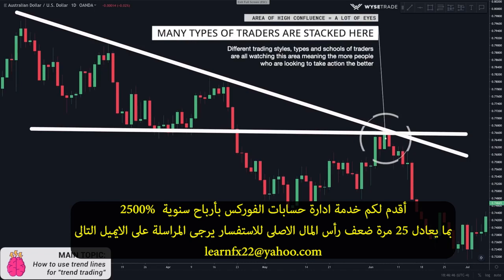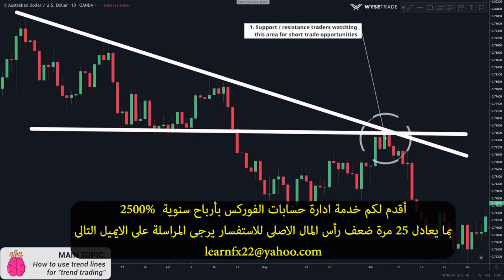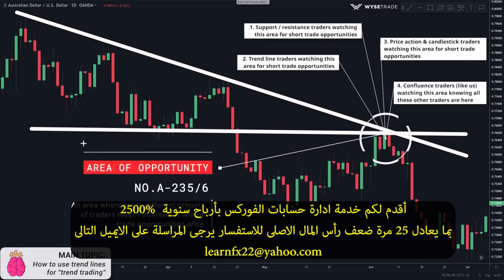This area is of high confluence because different schools and types of traders are all watching it. First, you would have support and resistance traders eyeing this area for possible short trade entries. Second, you would have trendline traders eyeing this area for possible short trade entries. Third, you would have price action and candlestick traders eyeing this area for possible short trade entries. And fourth, you would have confluence traders like us who are eyeing areas like this where we know other schools of traders are watching for possible short trade entries. All these different types and schools of traders with different trading styles all eyeing this area for possible short opportunities is what can trigger a possible short trade entry.